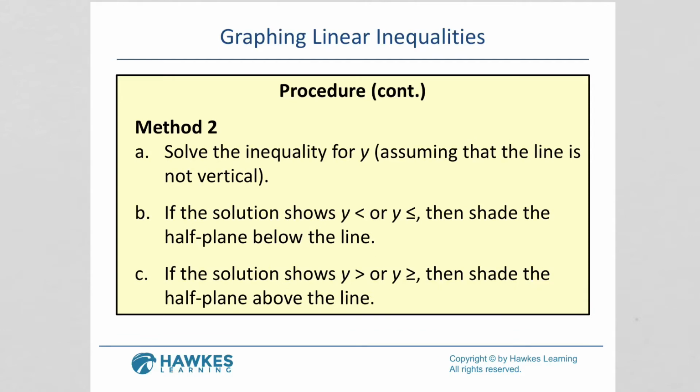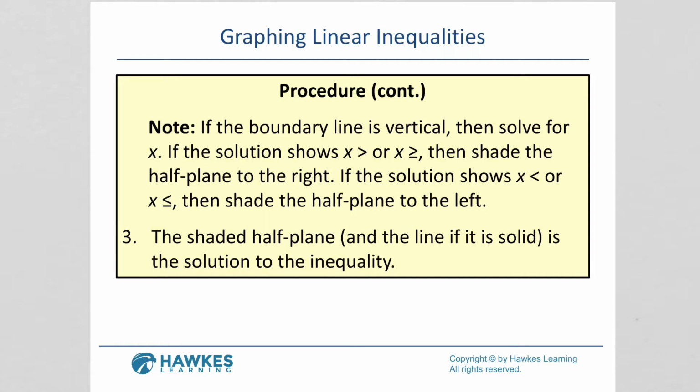If you want to choose another method, then you can solve the inequality for y, as long as you don't have a vertical line. Then your solution would be y less than, or y less than or equal to, which would mean you would shade the half plane below the line. Or if your solution showed y greater than or y greater than or equal to, then you would shade the half plane above the line. I will just tell you I use method 1.